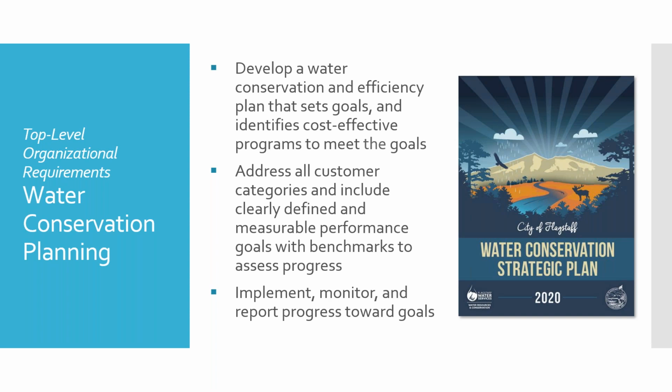The expectation is that the utility will be implementing the plan, not just putting it on a shelf. So they'll be monitoring their efforts and reporting out on their progress to their management and or their public. And the plan should explain how they're going to be able to do that going forward. And here on the right, you can see the cover of the new conservation plan from the City of Flagstaff, which was another one of the AWWA Leaderboard members.